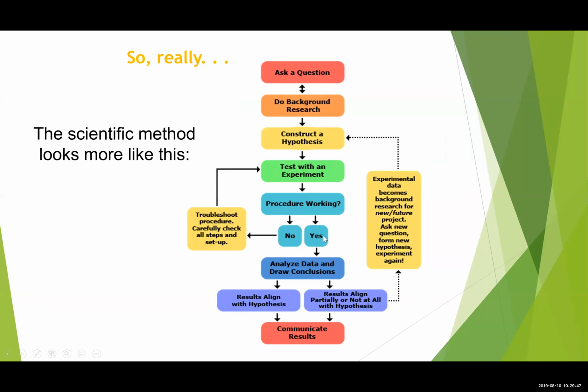Well, what if it is working? Okay, if it is working, then analyze data and draw conclusions. If your results align partially or not at all with your hypothesis, you can come back up here and it says experimental data becomes background research for new and future projects. Ask a new question, form a new hypothesis, experiment again, and then you go through these steps again. But what if it does align? Then you can communicate your results, but you also should repeat it, just to make sure that it is able to be replicated. But that's why we have 4 lab groups.